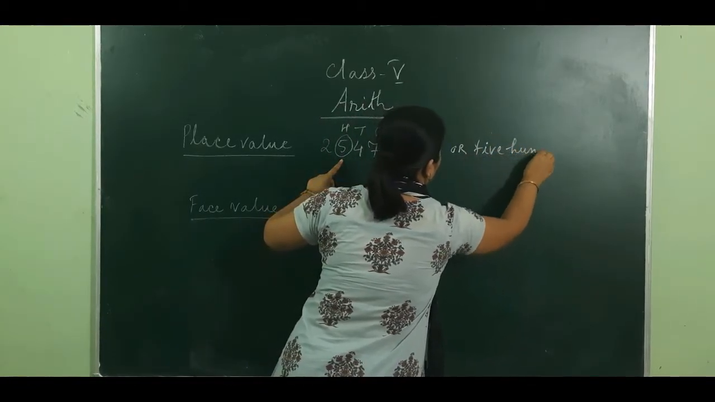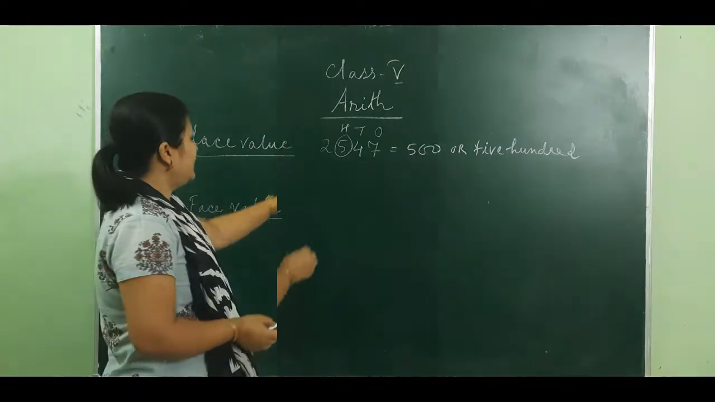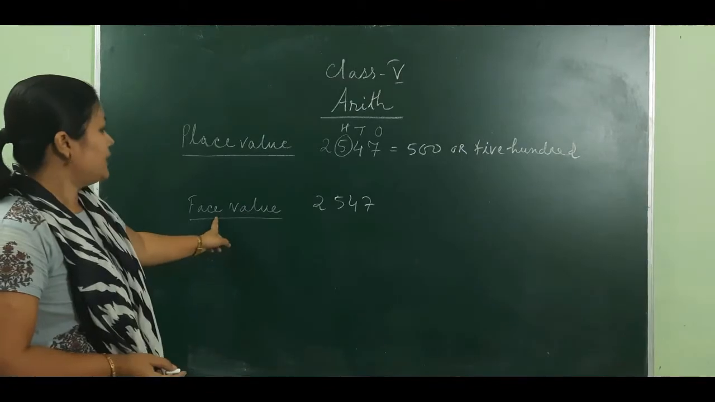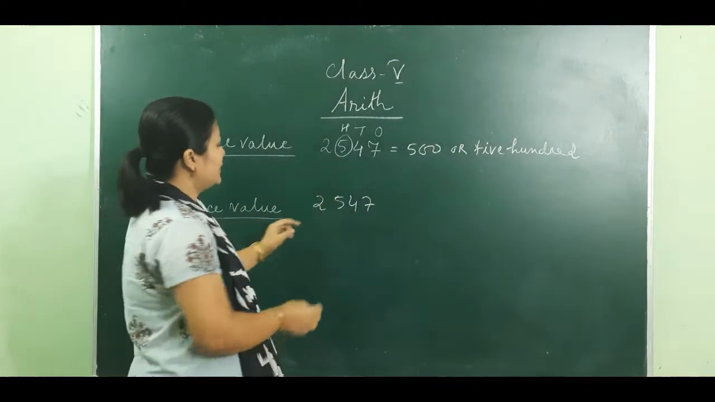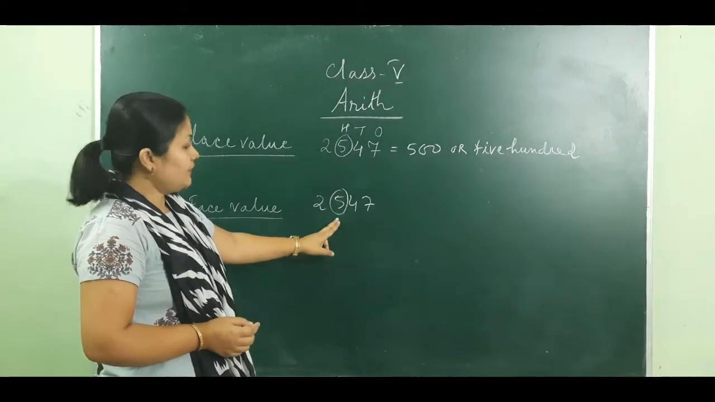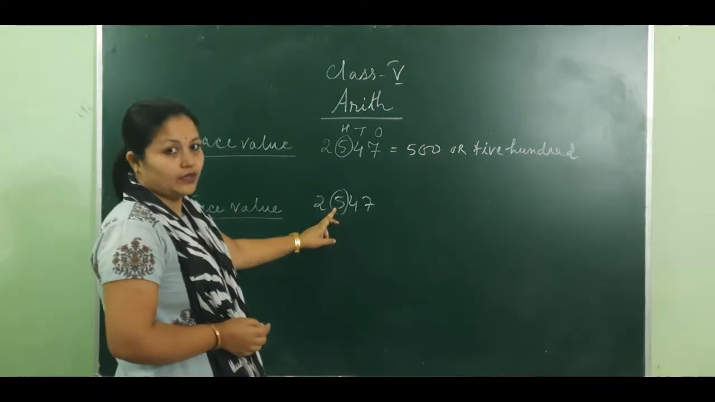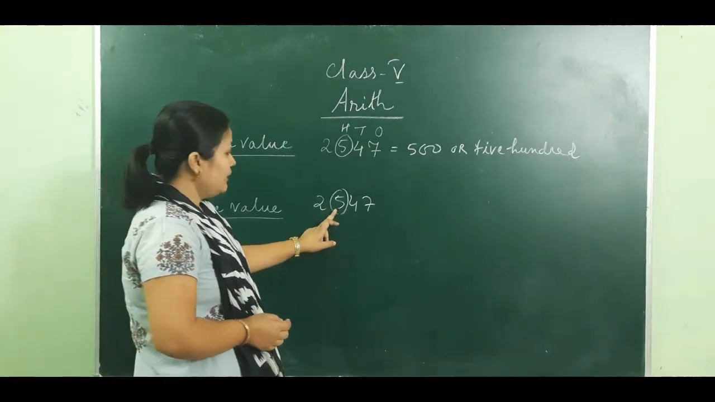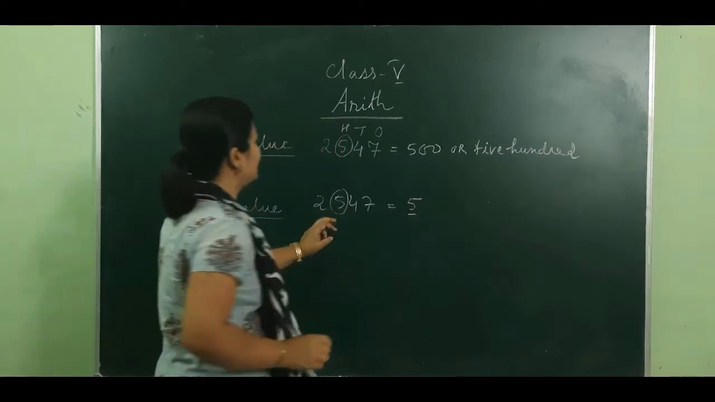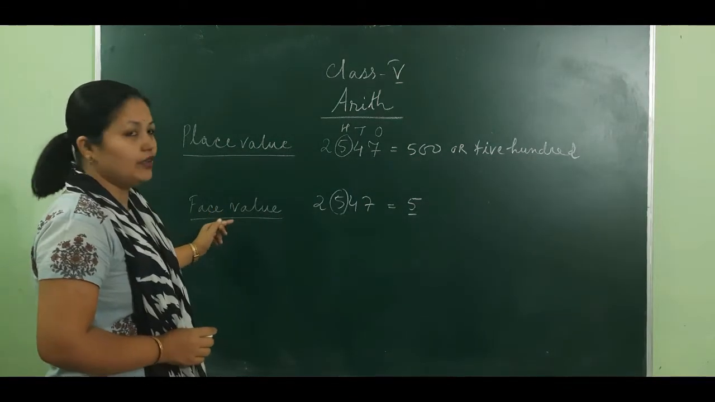5 hundred, like this. The same number we will take, 2547. If you have to write the face value of this number, suppose the same digit 5, it means the place where it is sitting, it is sitting in the hundreds place. And the number, what is the number? It's 5. If the number is 5, then 5 is the face value. So this is about place value and face value.